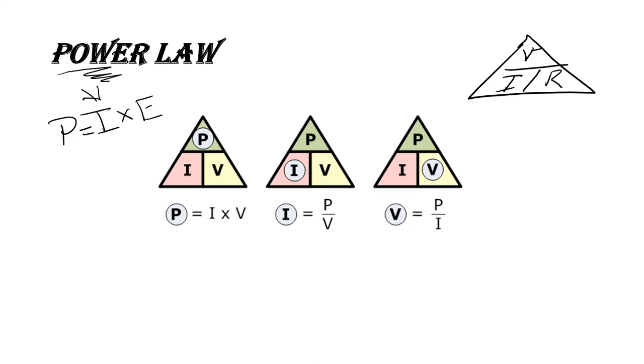If we put our finger over the P, that gives us I times E, or I times V. If we want to find the amps, I put my finger over the I. That gives me P divided by E, or P divided by V. And if I want to find the volts, I put my finger over the volts, and that's P divided by I.